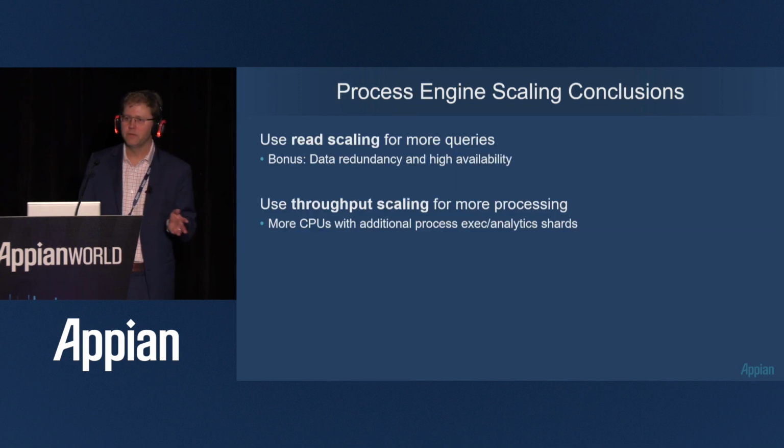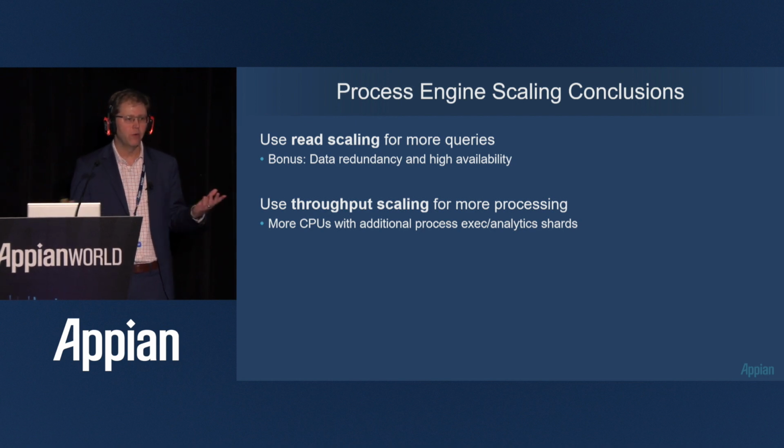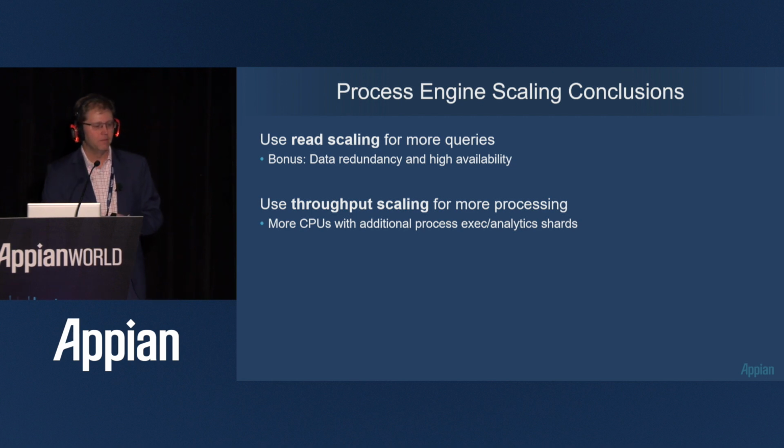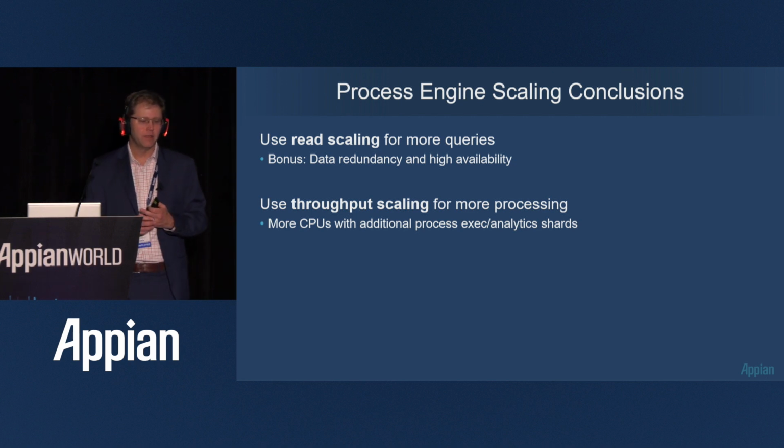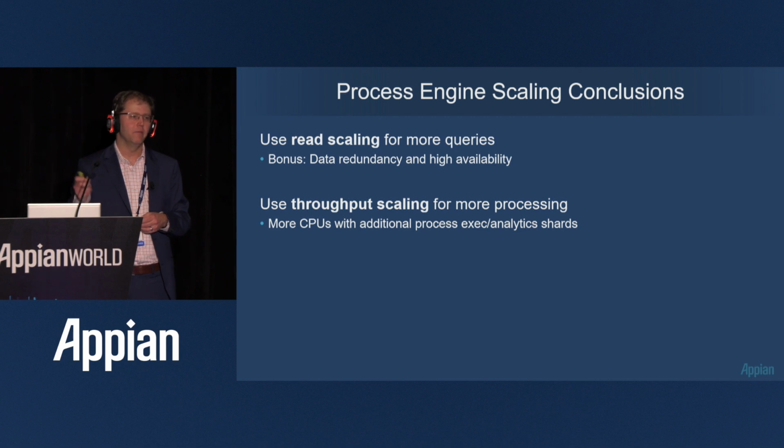All right, so in conclusion for this part anyway, use read scaling to get more queries, more throughput for reads. You get a bonus here by going to high availability. You'll have data redundancy and failover if anything happens to any of those physical servers, or virtual servers as it is. And then furthermore, use throughput scaling for more processing. And again, be sure you have the CPUs to support it. There's no point in adding more shards if the hardware isn't there to support it.